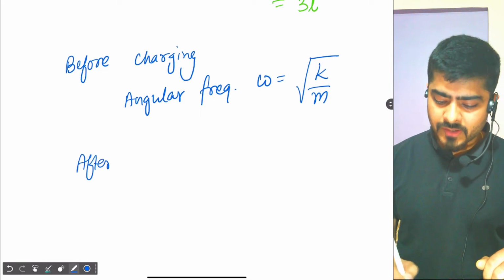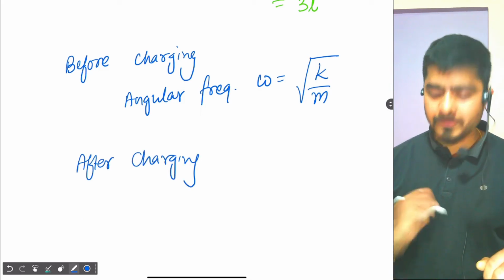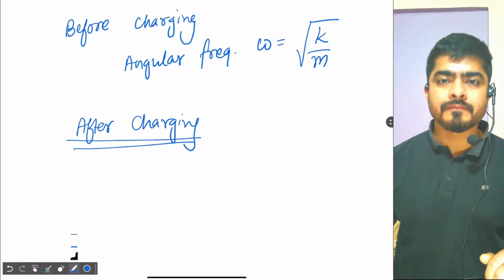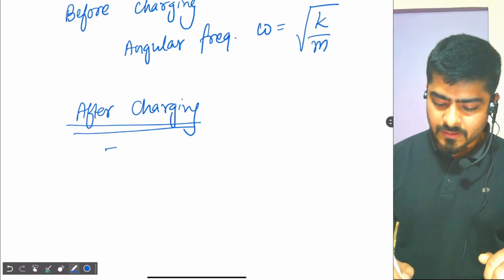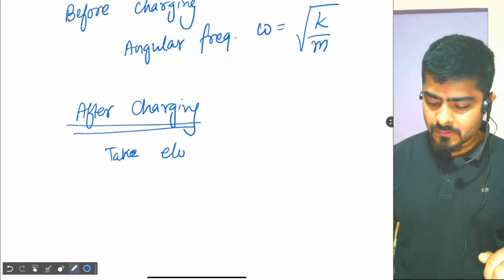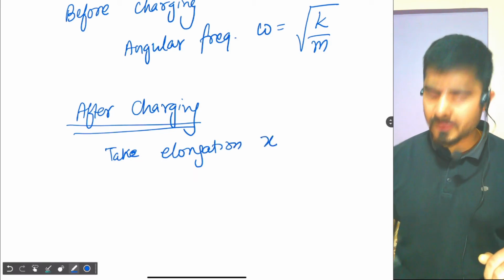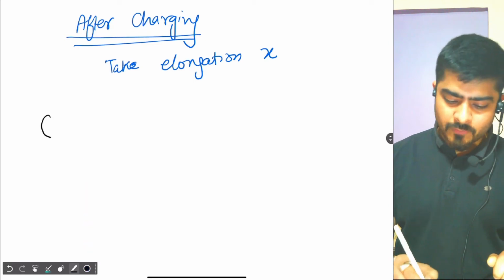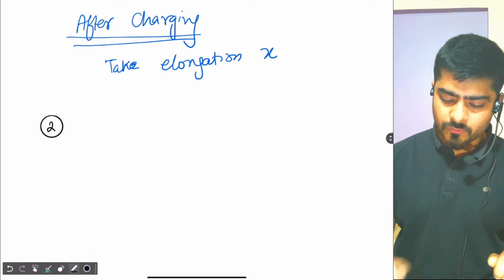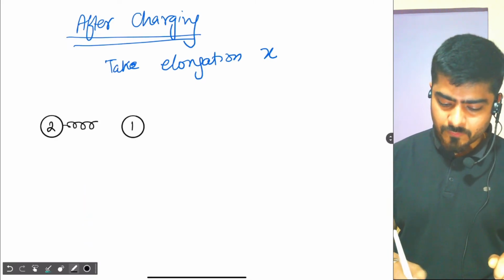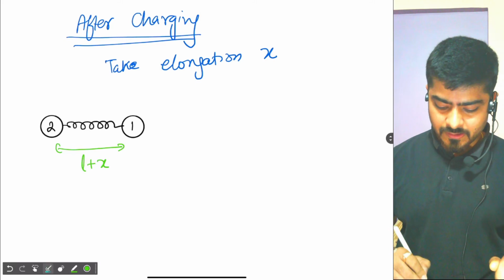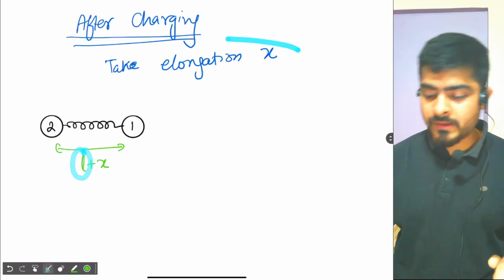Now after charging, what happens? Okay, so after charging, take elongation x. So if the two balls are kept over here like this, this is your ball 2 and then this is your ball 1, right? And this is the spring over here. Okay, and the spring will have length L plus x, because L is the original natural length of the spring and the elongation is x.